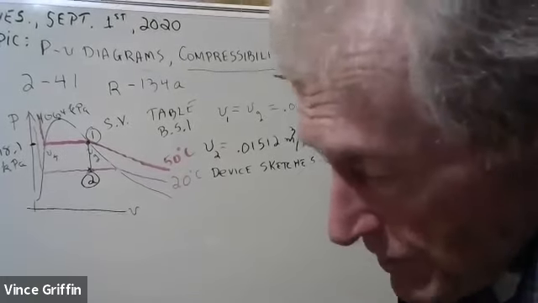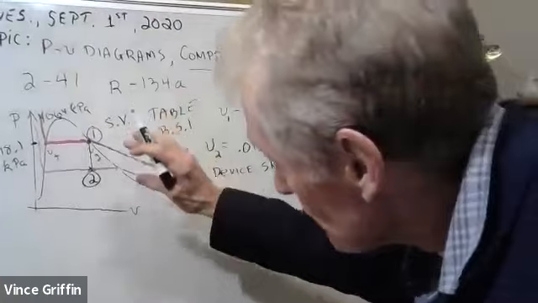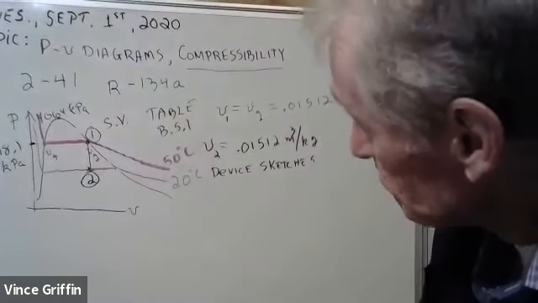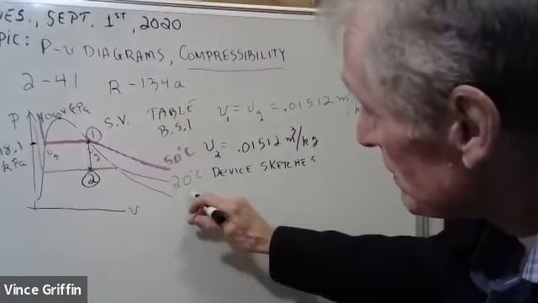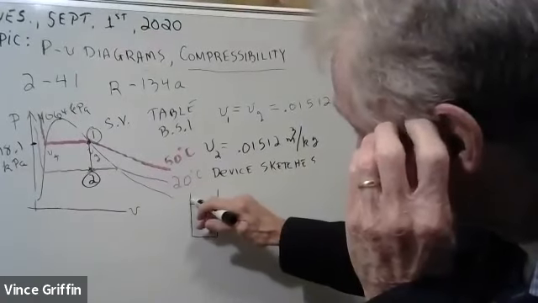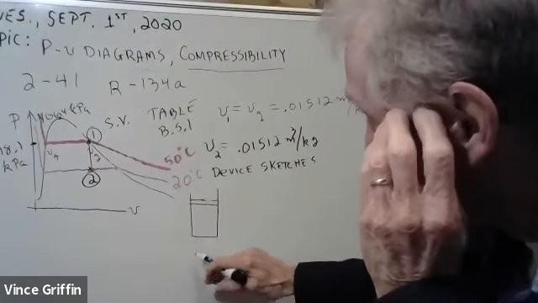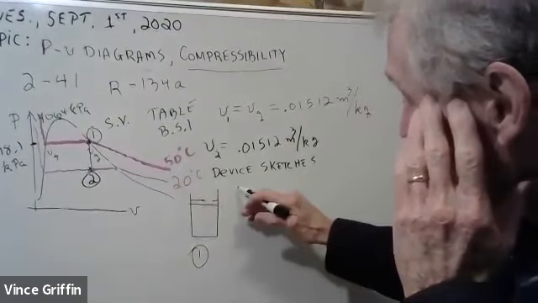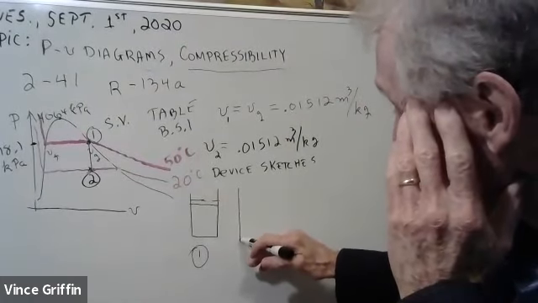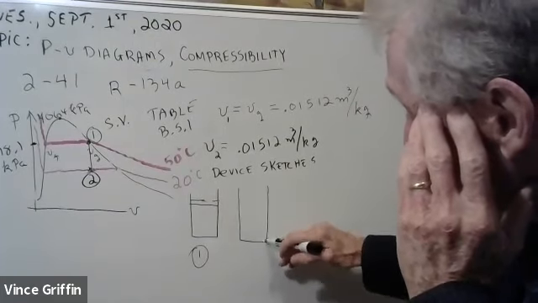Reagan, if you'll do this every time you do these problems, if you'll do the device sketches and the PV diagram, you'll be able to pass the course, okay? Okay. And here's the thing. You're right here at state 1. State 1. Now state 2. State 2.